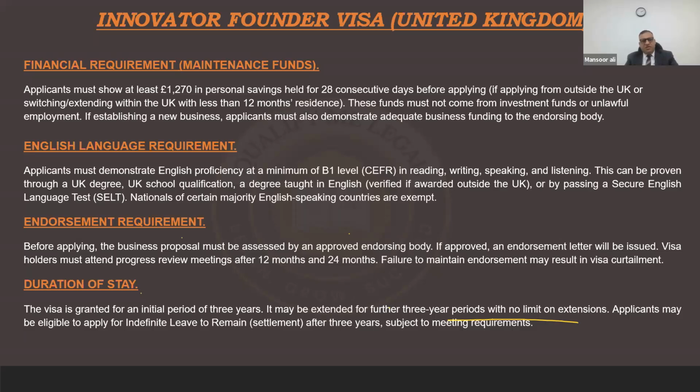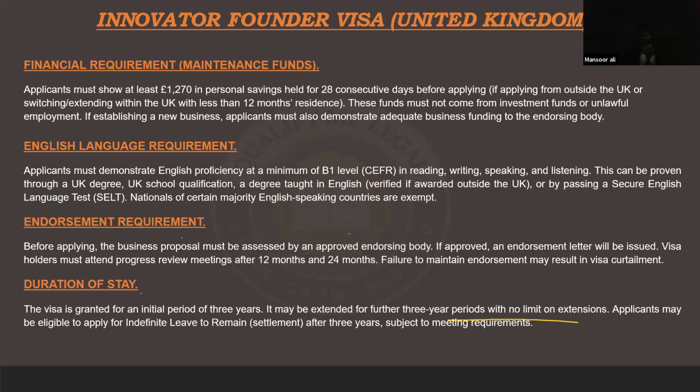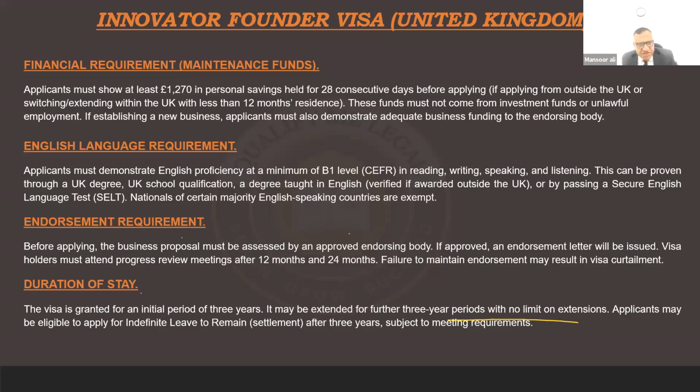You need to satisfy the Home Office that you can read, write, speak, and listen, and you need to pass or score in English language tests. There are a number of tests. One of the tests is called CELT, and through these tests, you can satisfy the Home Office in regards to English language requirement. So as I explained, you need to satisfy the Home Office about the English language requirement. Then you need to satisfy the Home Office about endorsement requirement.